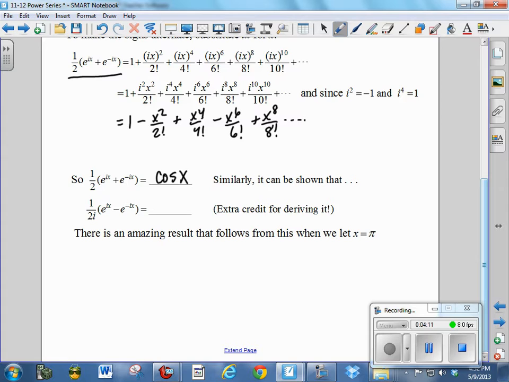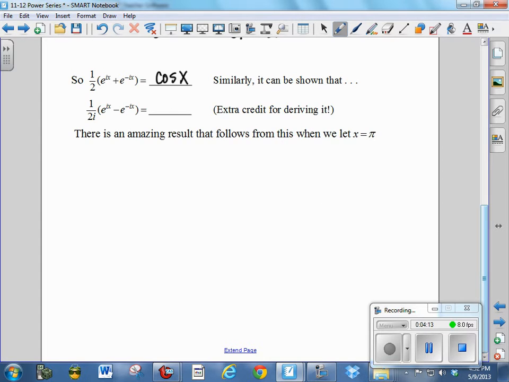If I went back and did something similar for sine, I'm going to leave that to you. If you want to derive that and turn it in to me, I'll give you extra credit. If you do a similar process and derive it, it turns out 1 over 2i times e to the ix minus e to the negative ix is equal to sine of x. So notice this has an i in the denominator now, and then this is a minus.